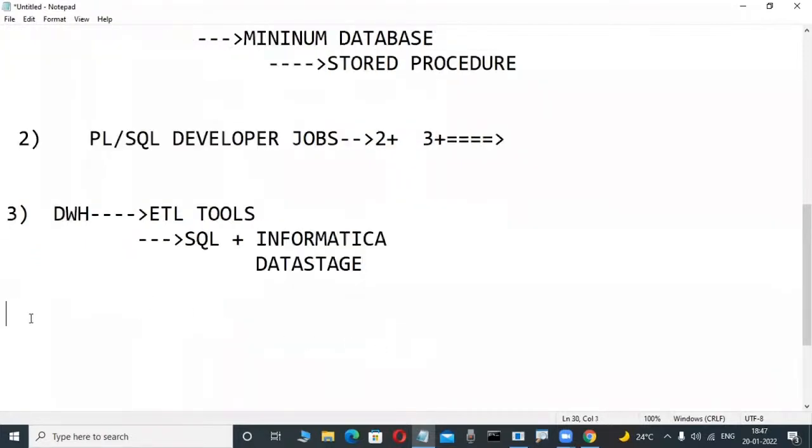Again, business analysts are there, that is a reporting programmer. They learn reporting tools only, and in an easy way they get jobs. There are so many reporting tools worldwide.